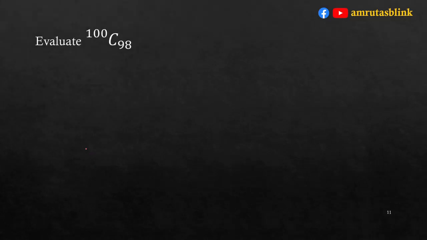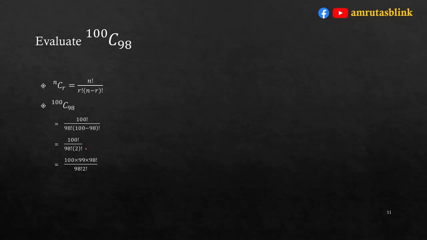Evaluate 100C98. Once again we'll write down the formula. nCr is equal to n factorial upon r factorial into n minus r factorial. Now here also n is equal to 100 and r is equal to 98. So nCr is equal to 100 factorial upon 98 factorial into (100 minus 98) factorial. That is 100 factorial upon 98 factorial into 2 factorial.